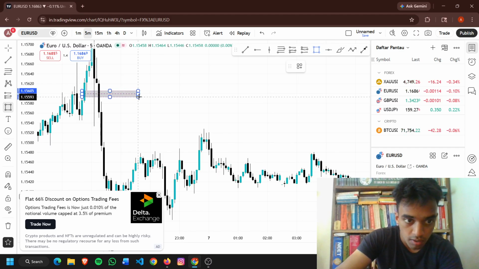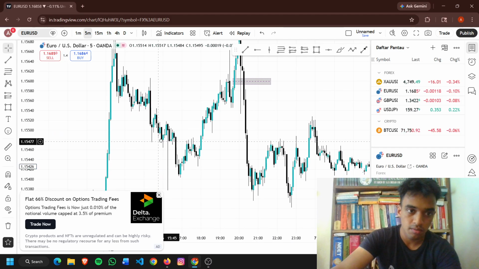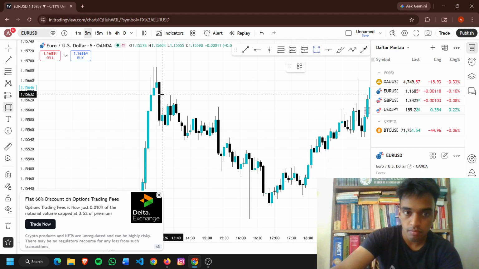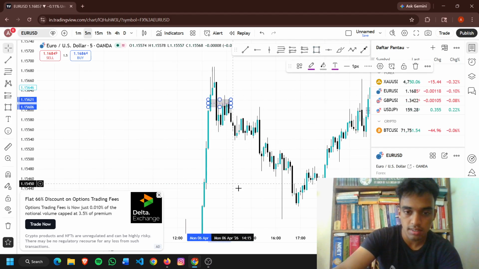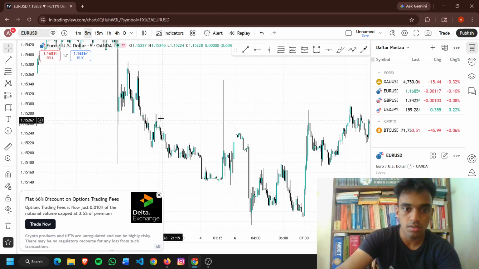This and this. Isn't this an IFVG? It is an IFVG. See, it just closed. This candle closed below it. See, this is also an IFVG. See, closed below, and then it came to retest, went down. Let's see more examples.